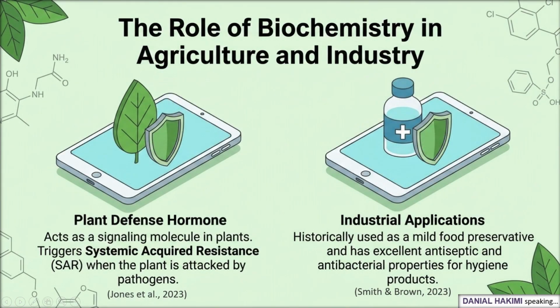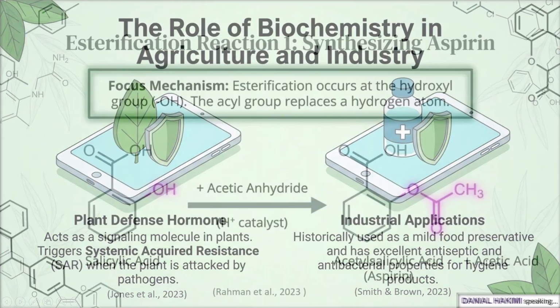Besides its medical uses, salicylic acid also plays an important role in agriculture and industry. In plants, salicylic acid functions as a signaling molecule that activates defense mechanisms against pathogens and environmental stress. This helps plants improve their resistance to disease and adverse conditions. In industrial applications, salicylic acid is used as an intermediate in the production of pharmaceuticals, preservatives, dyes, fragrance, and cosmetic products. Therefore, salicylic acid contributes not only to human health but also to agricultural productivity and various manufacturing processes.